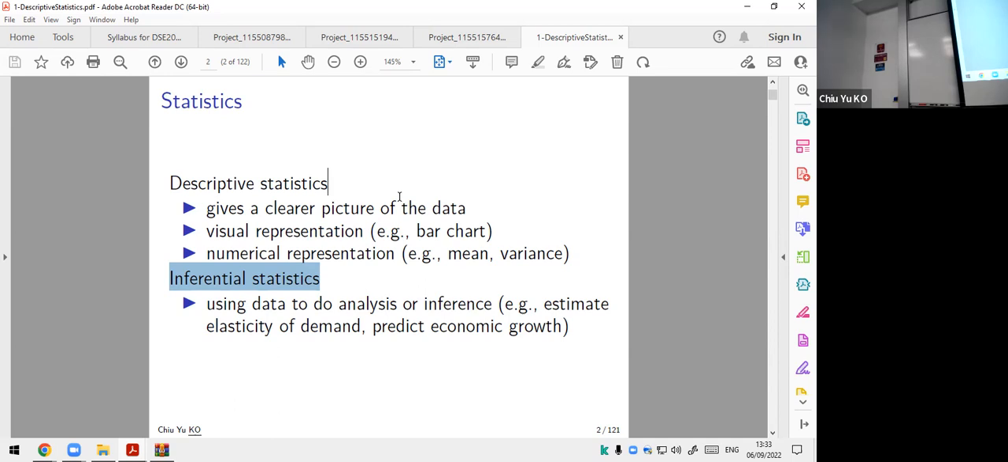And there are two different ways to represent it. One is visual, one is numerical. Since almost everyone learned it from junior school, right? The bar chart, all the things.